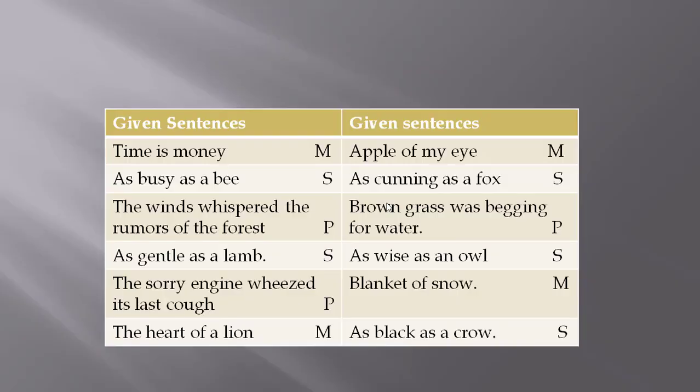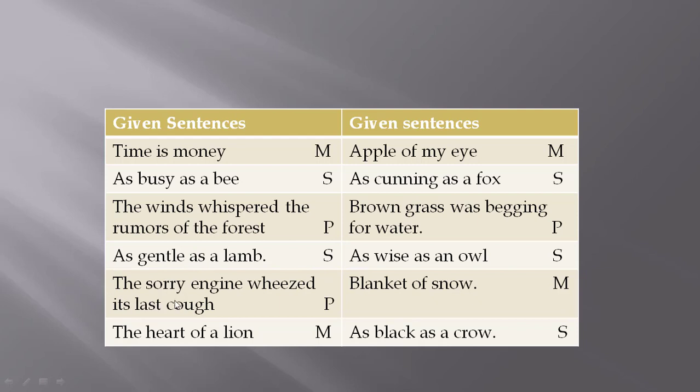Time is money. It is direct comparison, so it is a metaphor. Number 2, as busy as a bee. Here is use of as, so it is simile. Number 3, the wind whispered the rumors of the forest. Here, whispered is a human quality, so it is personification. Number 4, as gentle as a lamb. Use of as, it is a simile.